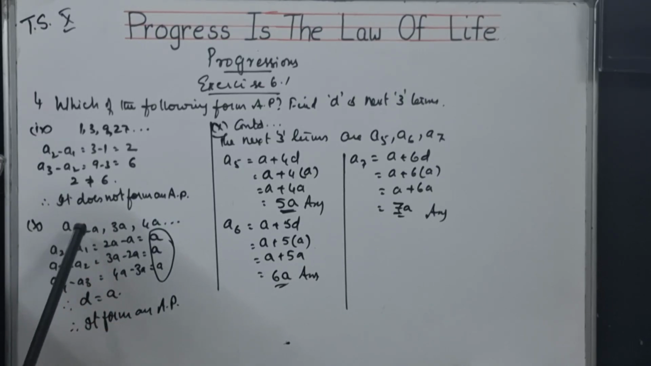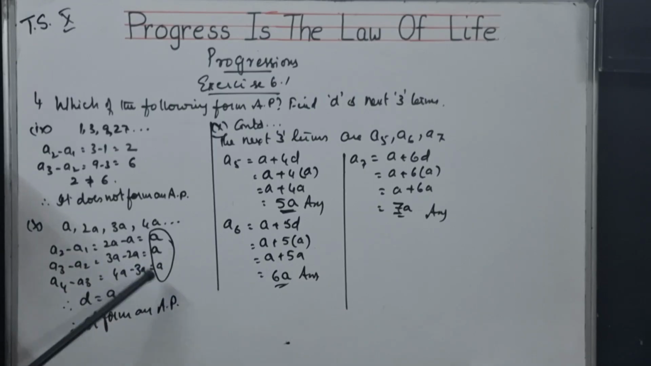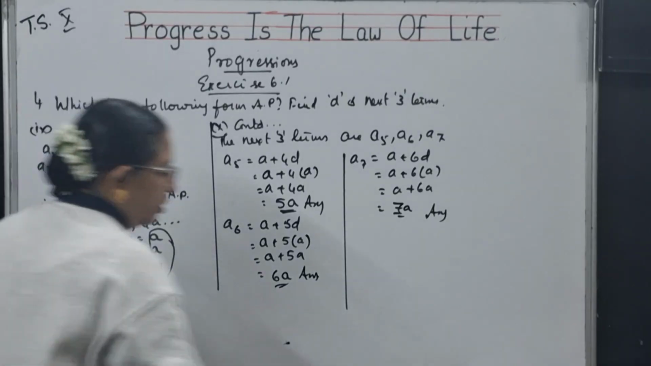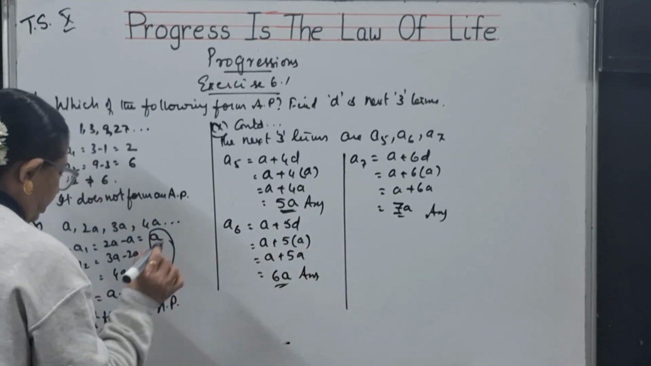Next, 10th one, a, 2a, 3a, 4a, and so on. That is, a2 minus a1 is 2a minus a, that is a. a3 minus a2 is 3a minus 2a, that is a. a4 minus a3 is 4a minus 3a, that is a. So we are getting a common difference as a. So it forms an AP.